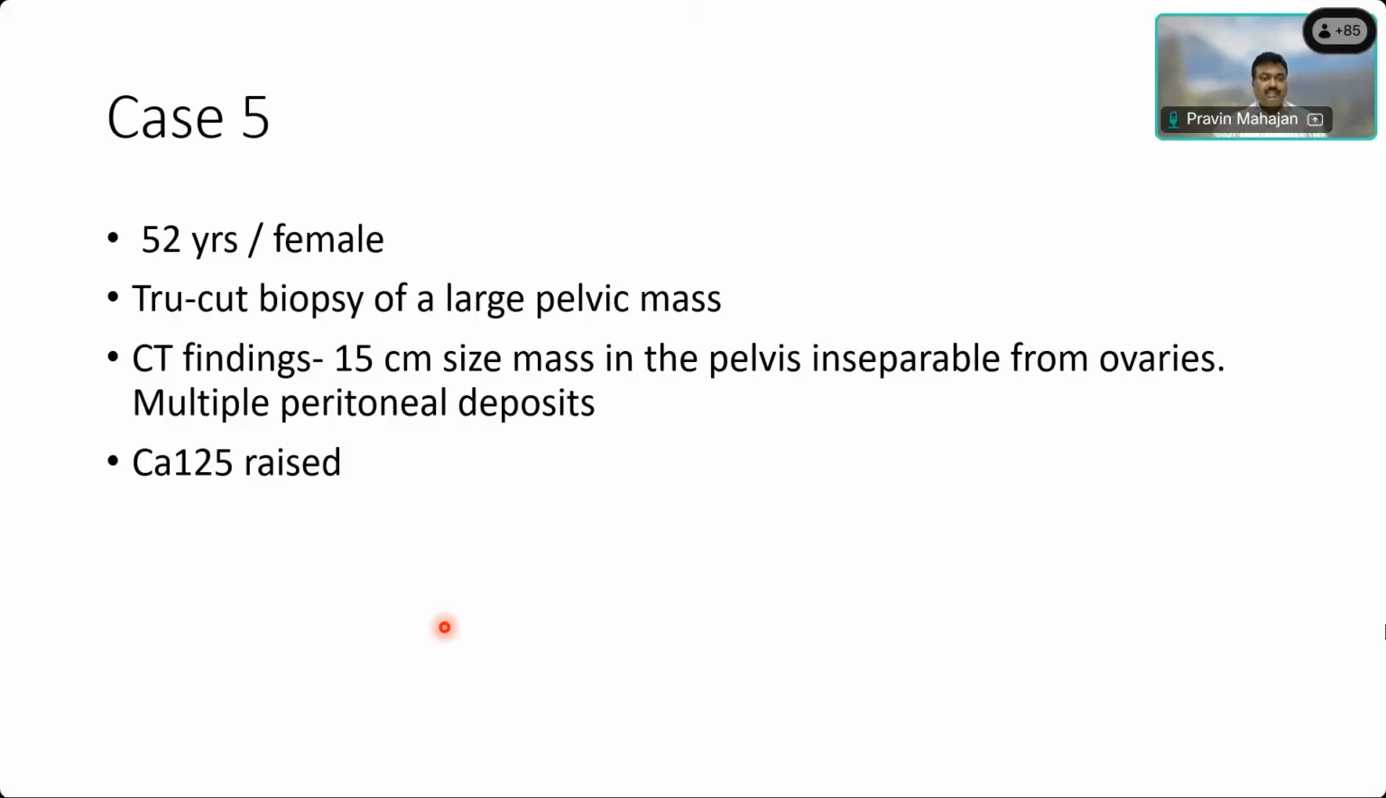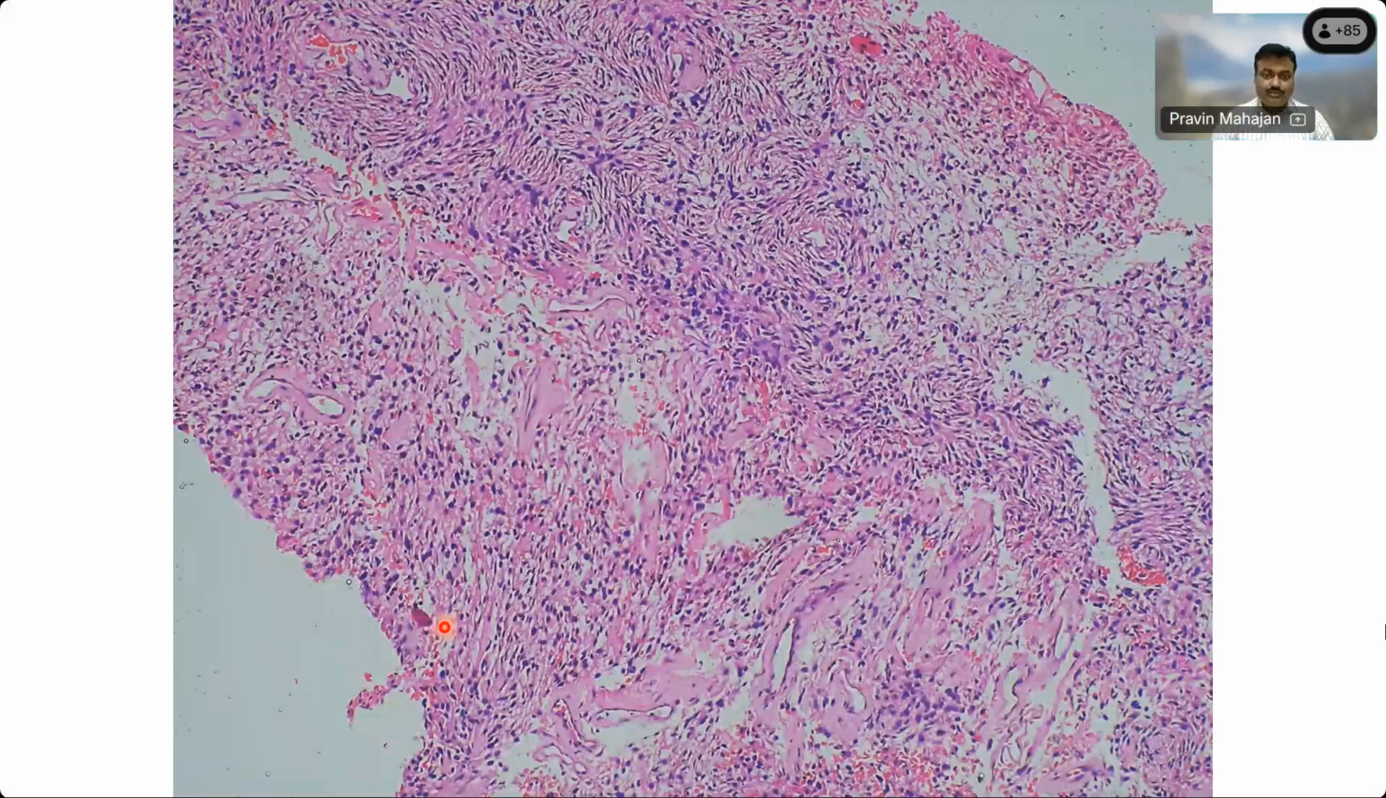So CT guided finding was a 15 centimeter mass in the pelvis, inseparable from the ovaries, and there were multiple peritoneal deposits, and CA125 was raised. It was not more than 1,000, but it was in a few hundreds. So that's the history. Who wants to do this?